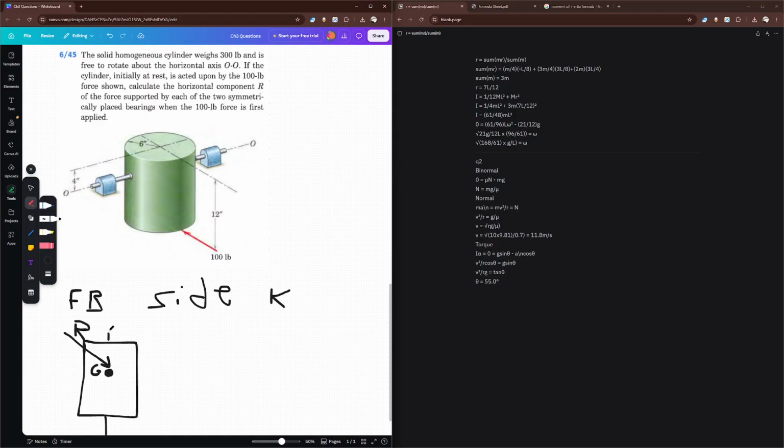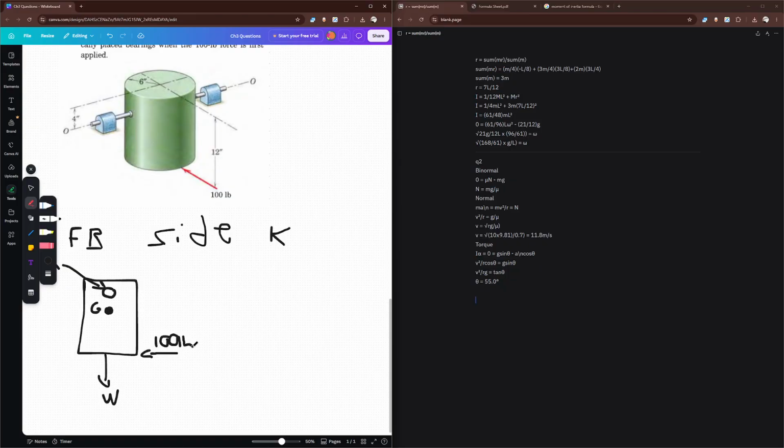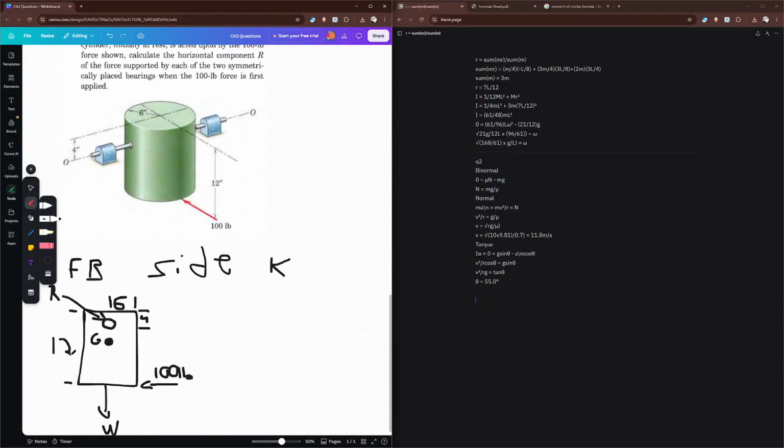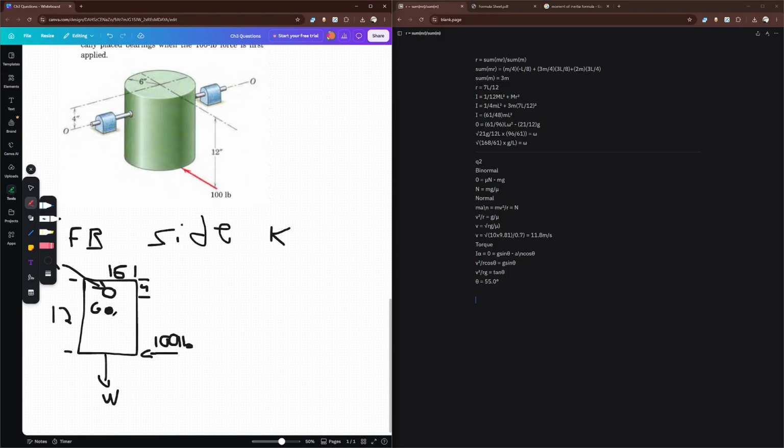And we know that this distance is 6 inches. Sorry, R is not acting on the center of gravity. It is acting at some point O, along the bearings, like this. This is R. There's a 100-pound force down here, like so. We know that the distance from the top to O is 4, the distance from the center to the edge is 6, and the entire thing is 12. So the center of gravity, which we have taken to be the center, is at a distance of 6 from the bottom. So the center of gravity is 6 inches up, weight acts straight along it, and we have all our distances.